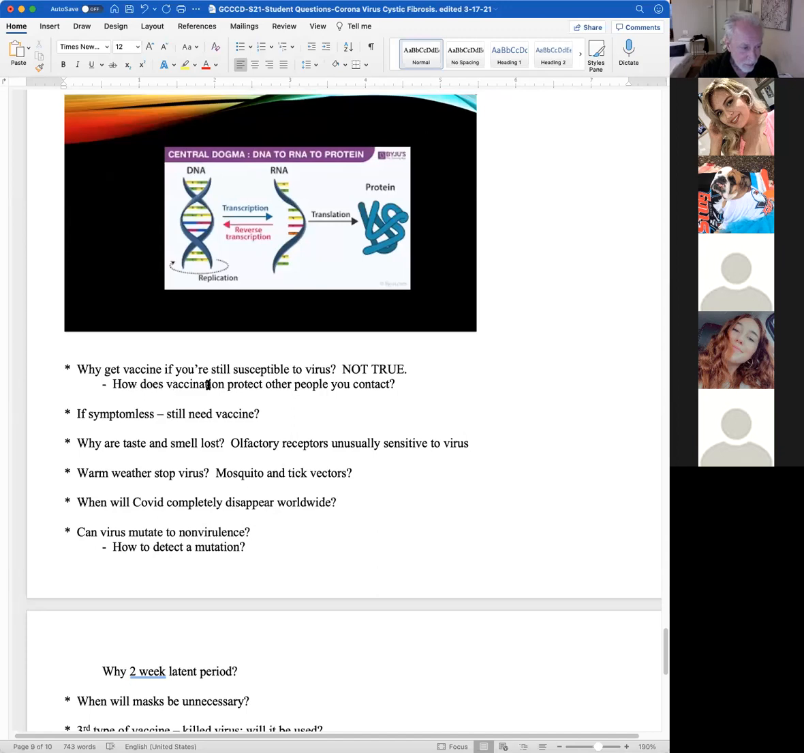Somebody asked if you get the vaccine, are you still susceptible to the virus? That is not true. The vaccines all work. Does vaccination protect other people that you're around? Yes, it does. If your viral load is reduced because you have antibodies against the virus, then you're not spreading it around to the people that you contact.